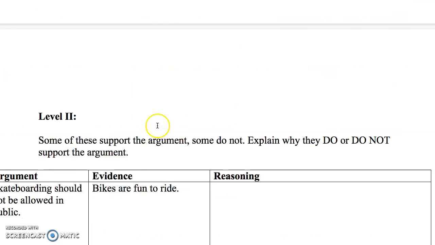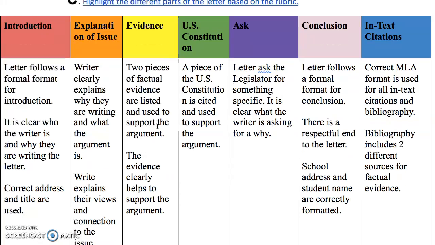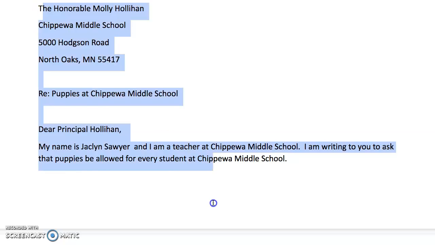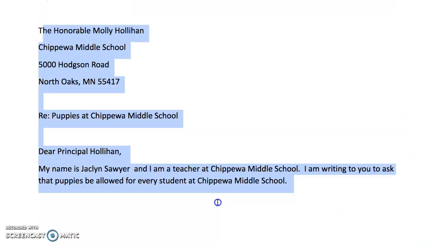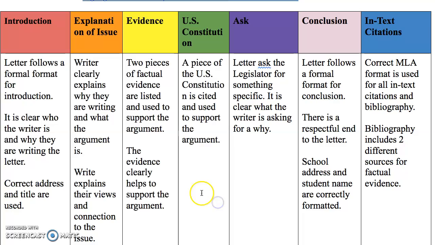And then we're color coding pieces of the letter. At the bottom here, I wrote this beautiful letter about how we should have puppies in classes. You are color coding it. So these are all the different components we're putting into our letter for the politician. So find the introduction, make it some type of red, find the explanation of issue, make it orange, and so on.